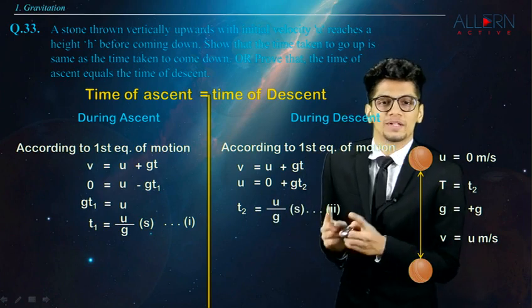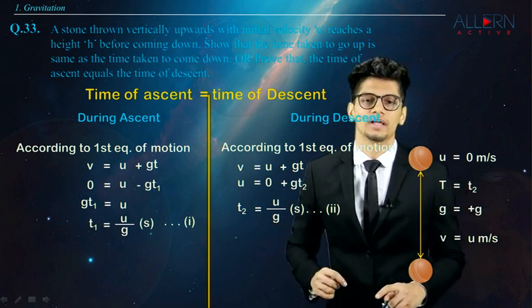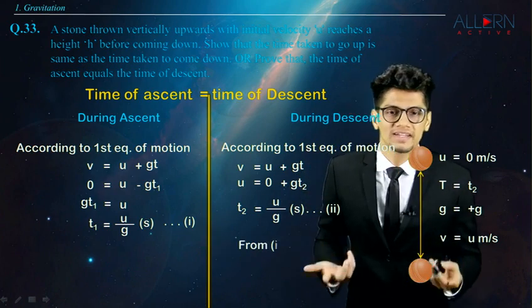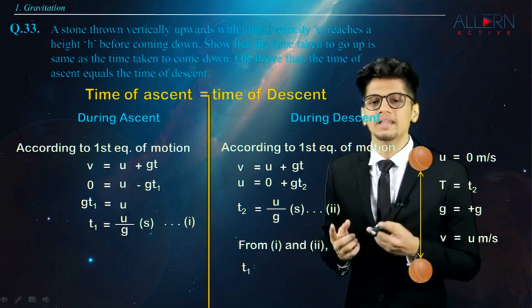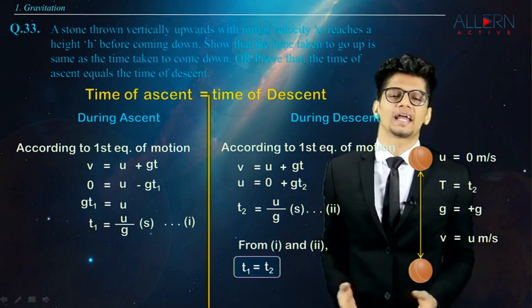Now let's compare equation 1 and equation number 2. If you compare them, you can see that the right hand side is the same. Since the right hand side is the same, the left hand side is also the same. That means t1 is equal to t2, which simply means time of ascent is equal to time of descent.